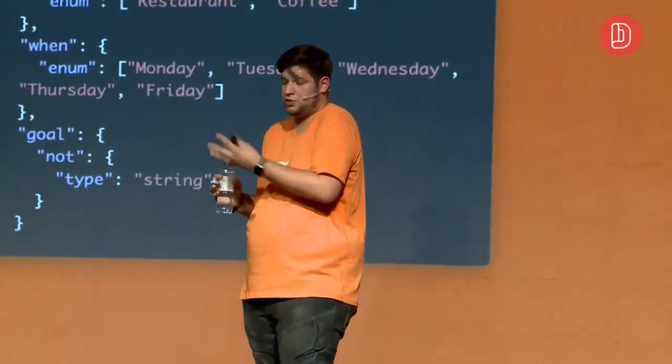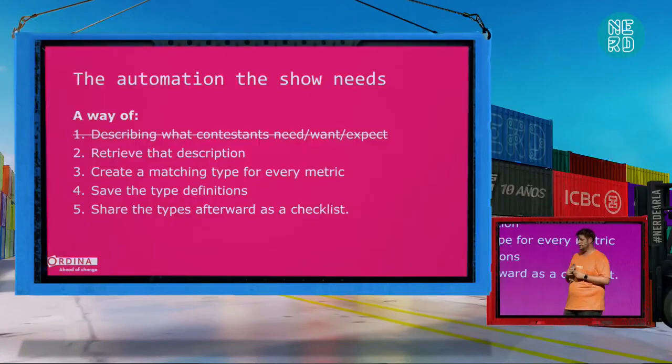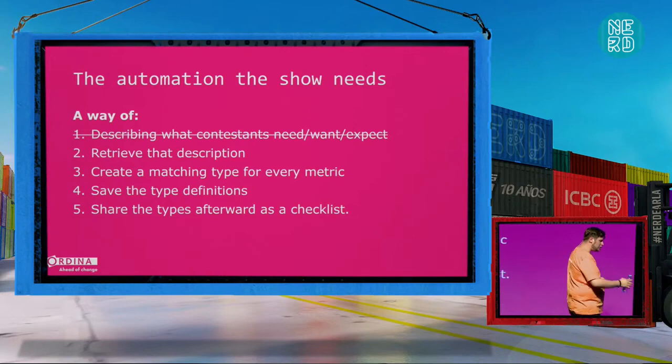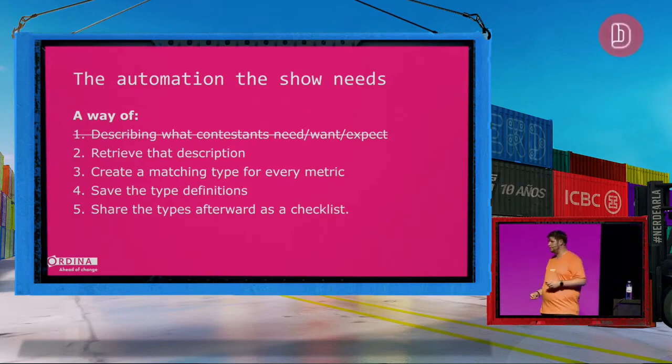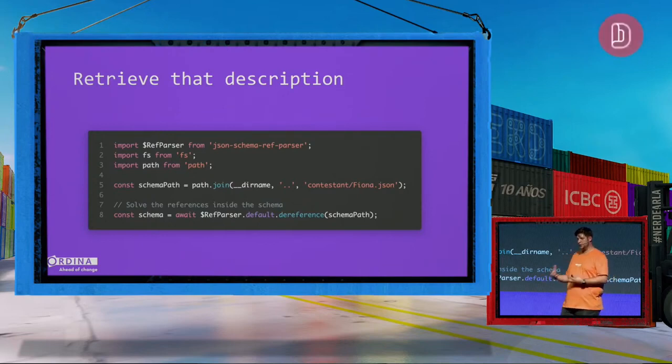So first of all, this is already what we saw at the beginning. We have the description of what the contestants want, so we can check that off. We also already have the data in some files, so we're going to use the node package file system to just get the file and parse it, so we have the schema imported.